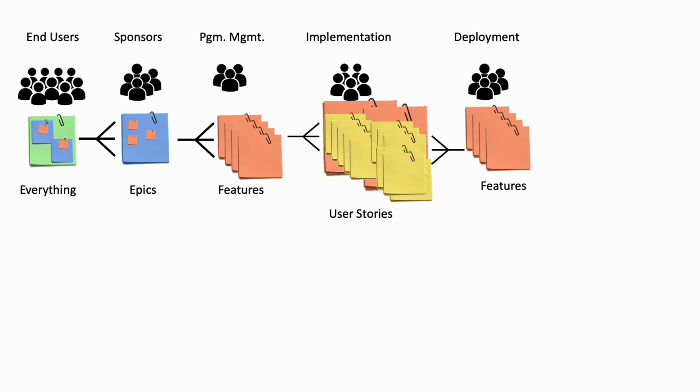So when implementation teams are working on user stories, they always need to keep the perspective of the feature that they belong to and try to prioritize the fact of completing features rather than just producing more and more user stories that may be disconnected from each other.